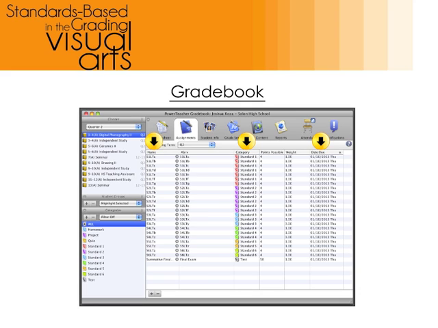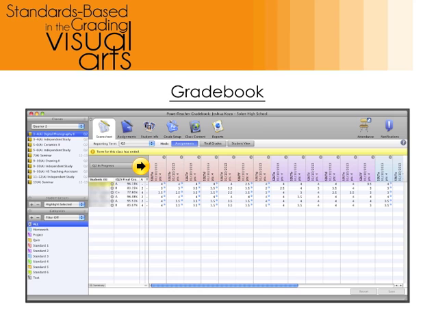Have some form of recognizable categorization system. I code my learning targets. These abbreviations should be accompanied by clear descriptions. Here you can see that I have arranged my gradebook by standard, and that within those standards, I have arranged my learning targets.